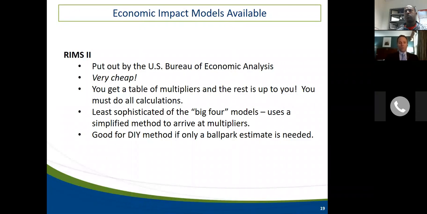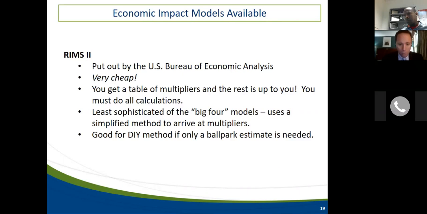Okay, so what are the models you could use? And again, I'm going to kind of race through these. RIMS 2 is by far the cheapest. I have heard recently that the Bureau of Economic Analysis was going to phase out RIMS 2. I don't know if that's happened. I don't think it's happened yet. But if you're looking for very cheap models, that's a very cheap model.